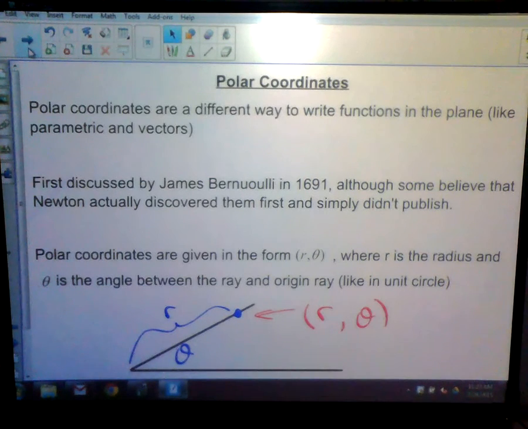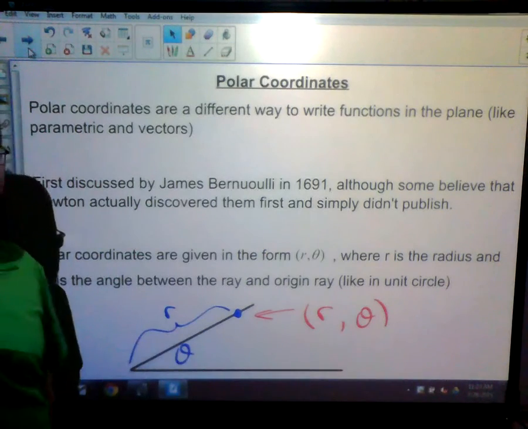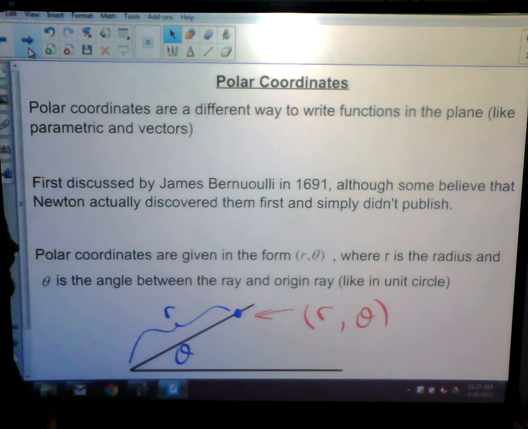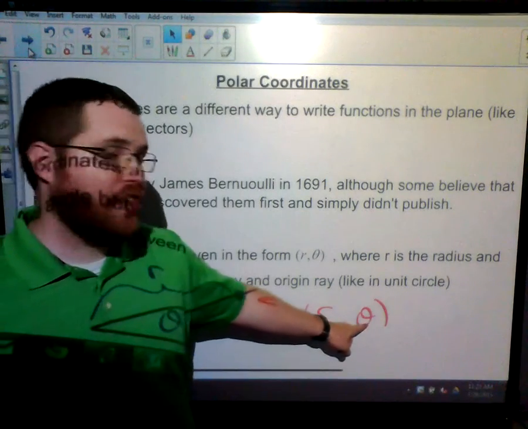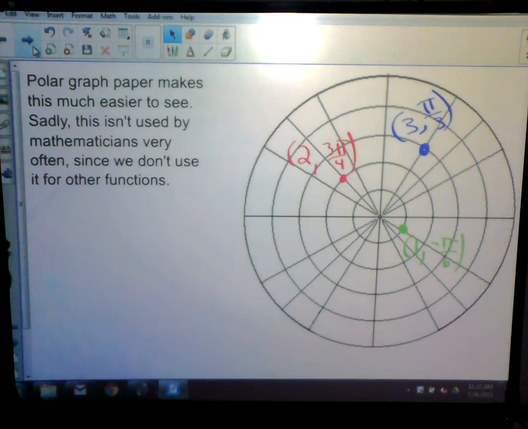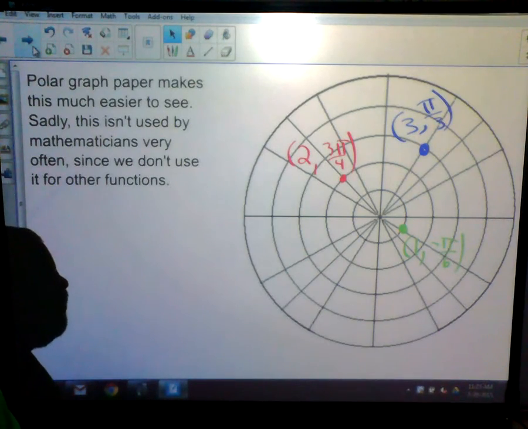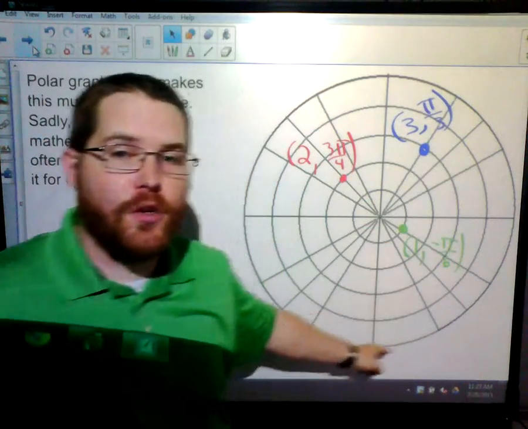Polar coordinates are a different way to write a function in a plane, kind of like parametric and vectors. The way you do it is you measure the point based on how far it is away from zero and how much of an angle it's gone. So the points aren't x comma y, they're r, how far away it is from zero, and theta, how much the angle is opened up. They're polar graphs, and it looks really easy because it looks like you're looking down on the Earth from the North Pole.